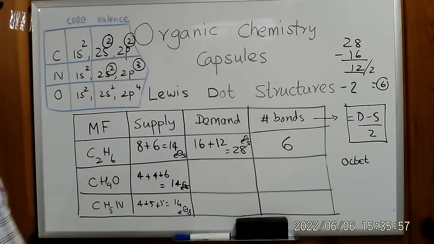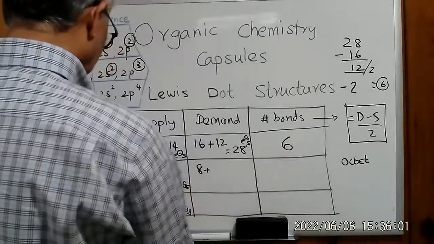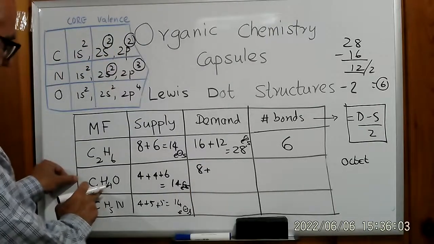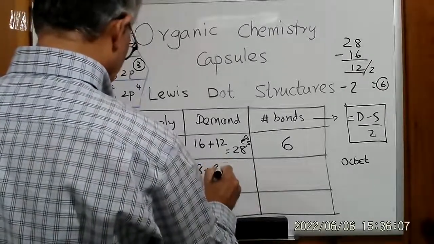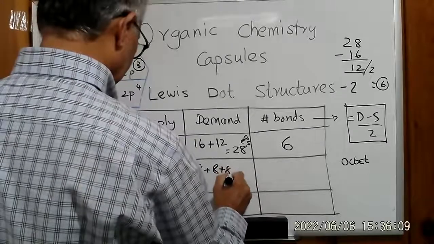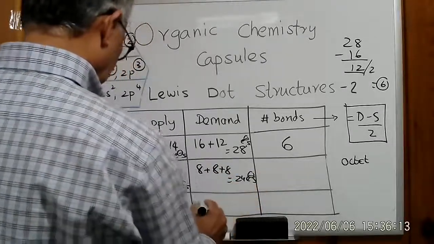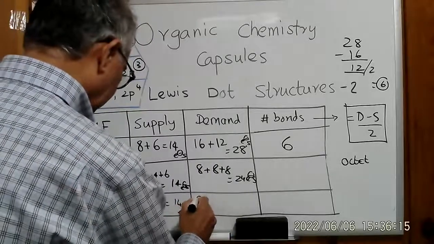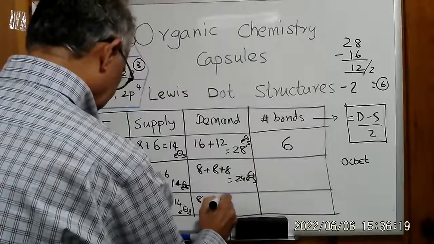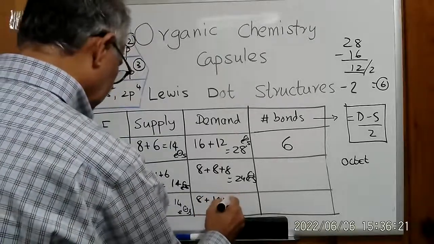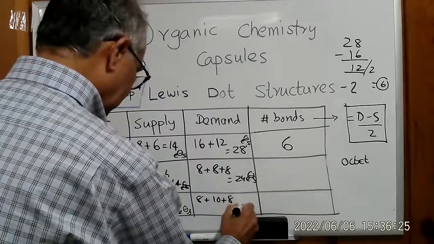Okay. So what about the demand? Carbon demands 8 electrons around itself. There are 4 hydrogen atoms. They will demand 4 times 2, 8 electrons. And oxygen demands 8 electrons, so 24 electrons. And CH5N, carbon demands 8 electrons, the octet. 5 hydrogens demand 10 electrons, and nitrogen demands 8 electrons, so 26 electrons here.